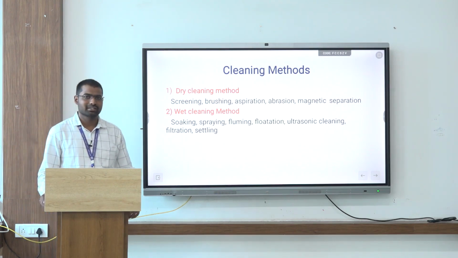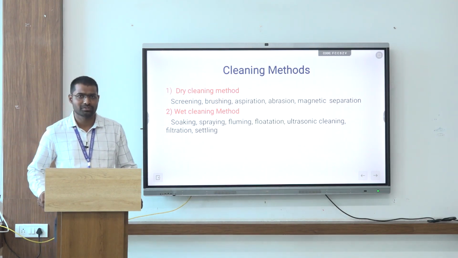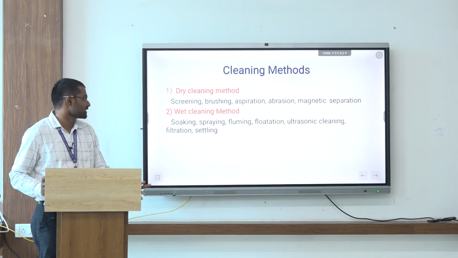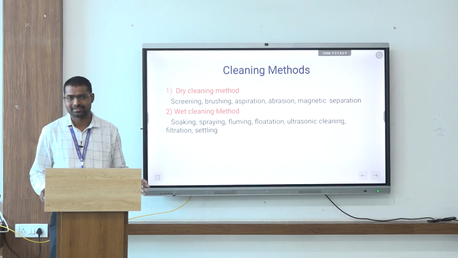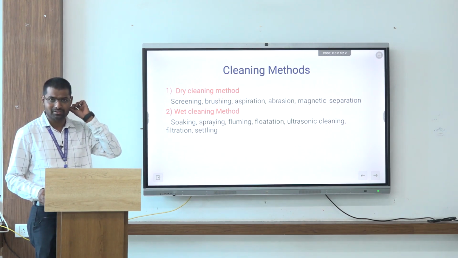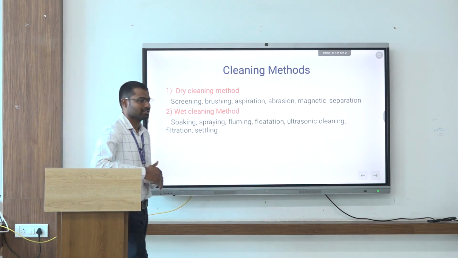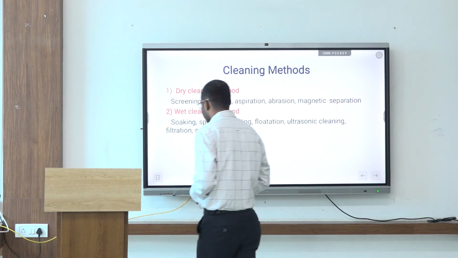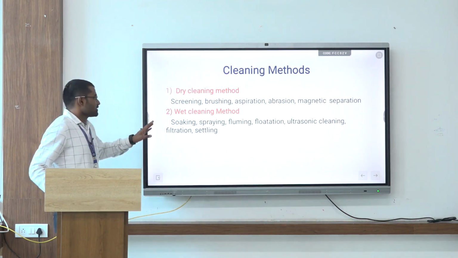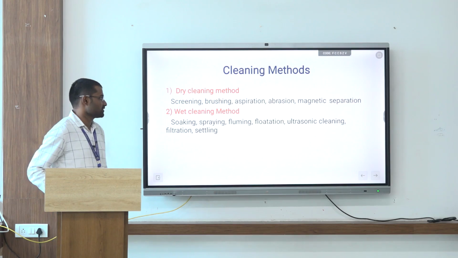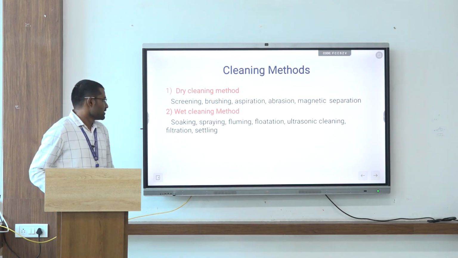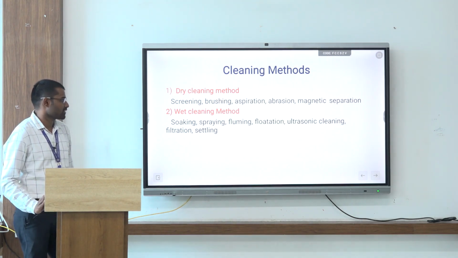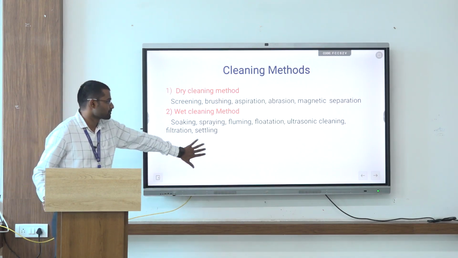Next, what are the different methods of cleaning by which we can remove the contaminants? There are two types of methods: the dry cleaning method and the wet cleaning method. The basic difference is whether we are using water. When we use water, it is called the wet cleaning method, and when we are not using water, that is the dry cleaning method. Examples of dry cleaning are screening, brushing, aspiration, abrasion and magnetic separation. In wet cleaning, where we use water, the examples are soaking, spraying, flluming, flotation, ultrasonic cleaning, and filtration and settling.